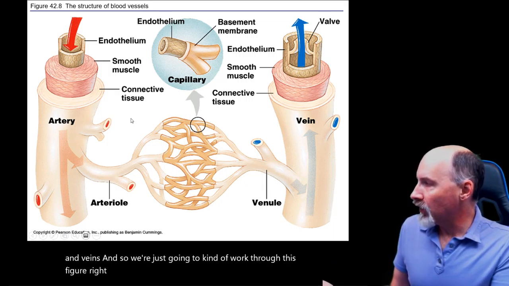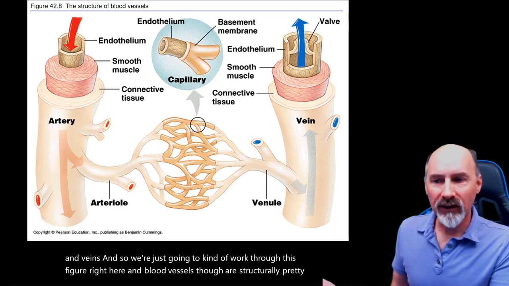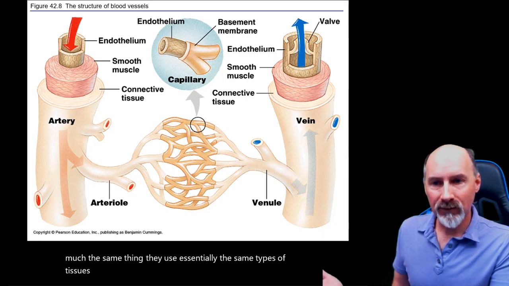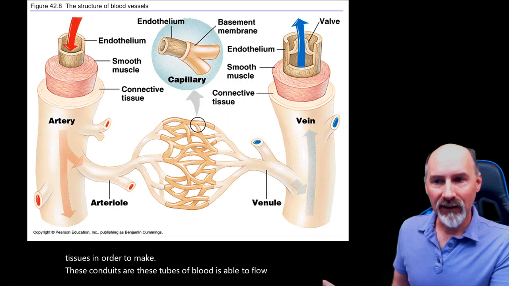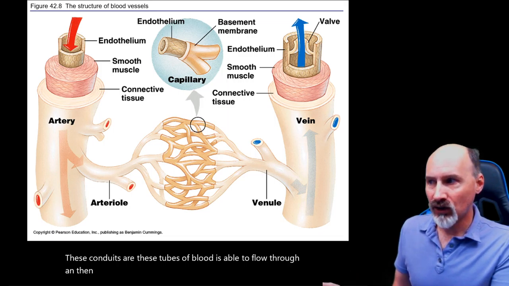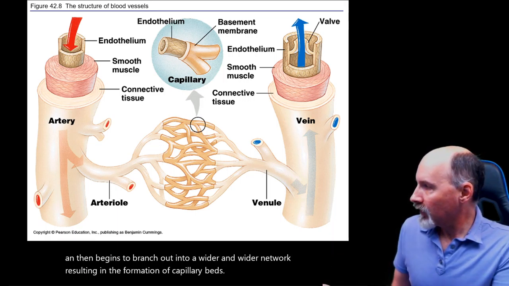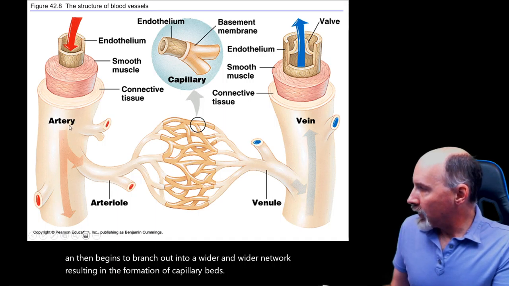Blood vessels, though, are structurally pretty much the same thing. They use essentially the same types of tissues in order to make these conduits or tubes that blood is able to flow through and then begins to branch out into a wider and wider network, resulting in the formation of capillary beds. So, what do we have?